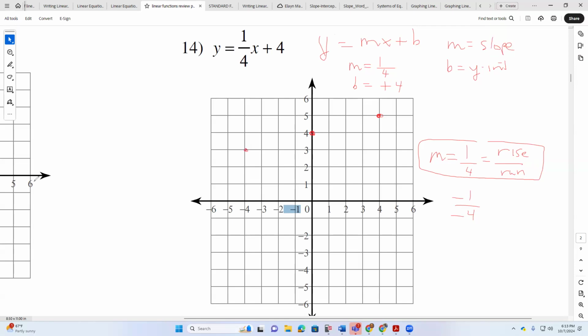So always start at the b first. Always start at the y-intercept. Yep, the y-intercept first. Then you just connect them. I don't know how straight I can make this, but let's see.